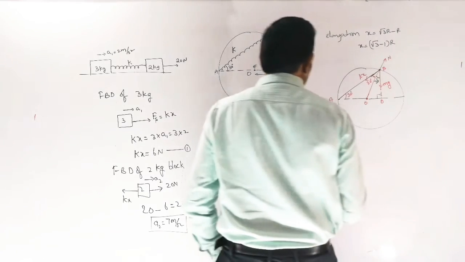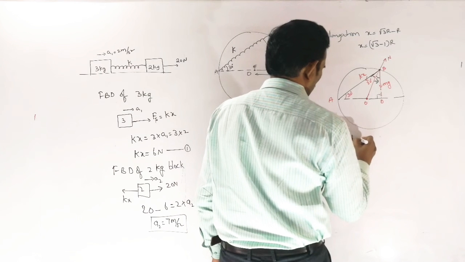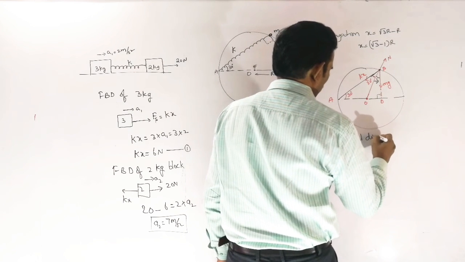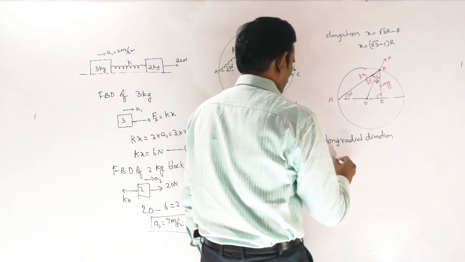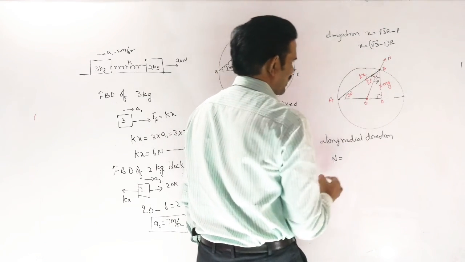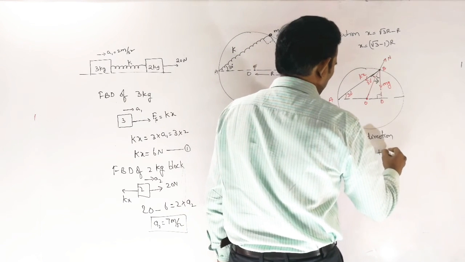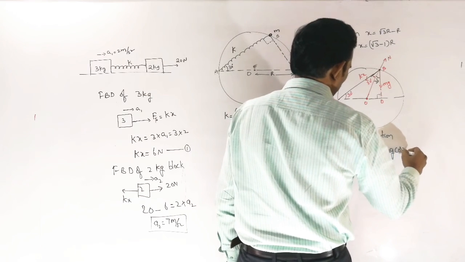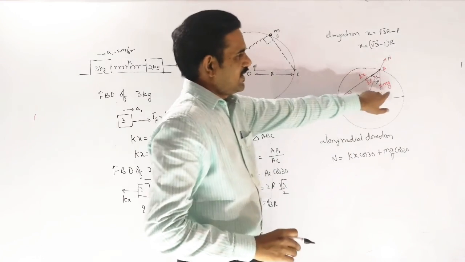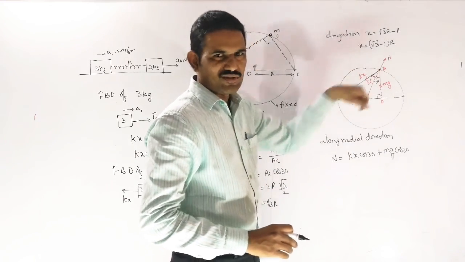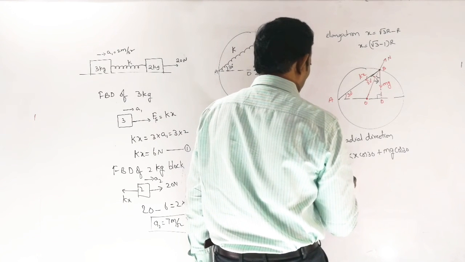So that I can write this as, along the radial direction, I am balancing the forces here. N is equal to, N is outward direction, this value we can write as kx cos 30 plus mg cos 30, right? This component kx cos 30 along this OB direction, and similarly for mg also you will get mg cos 30 there. And now we can substitute these values and we can simplify this.